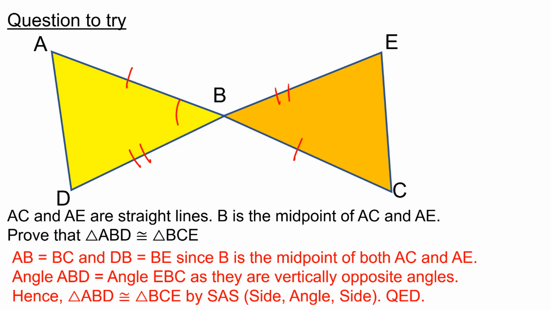Then by vertically opposite angles, we should notice that these two angles, so ABD and EBC, are also equal. So that tells us that these two triangles, ABD and EBC, share two sides and the included angle, which means that by SAS they are congruent.